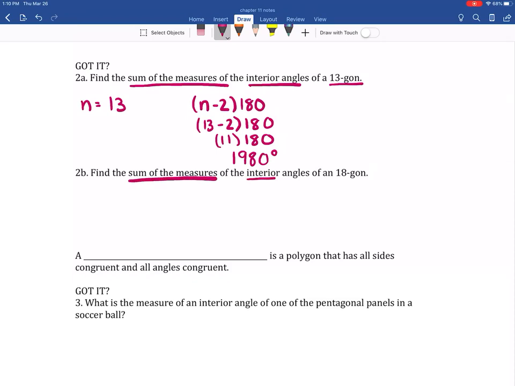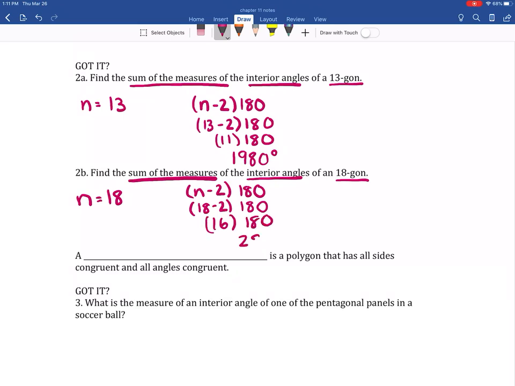Let's try another one. The sum of the measures of the interior angles of an 18-gon. That means my number of sides, my n, is 18. So I'll write out my formula, and where I see n, I'll write 18. Parentheses first. So in an 18-gon, I have 2,880 degrees in the interior angles.